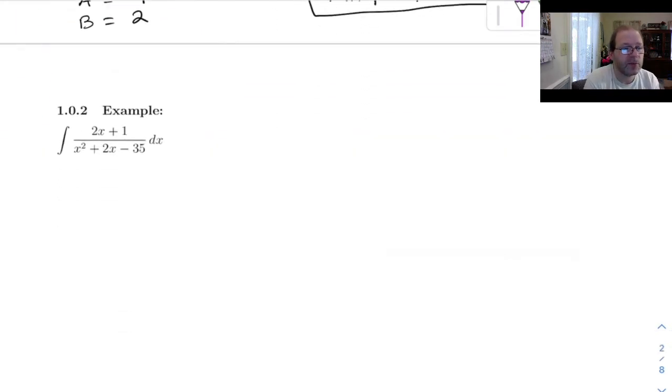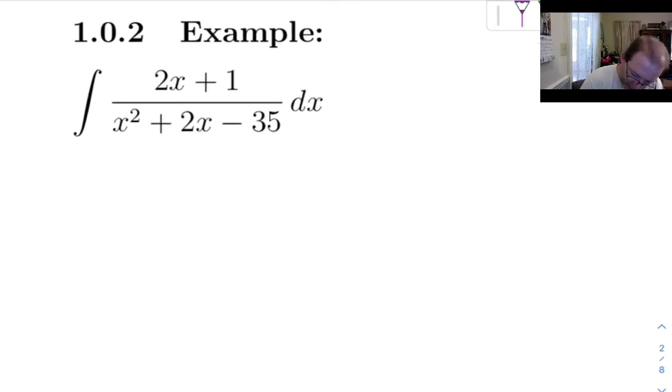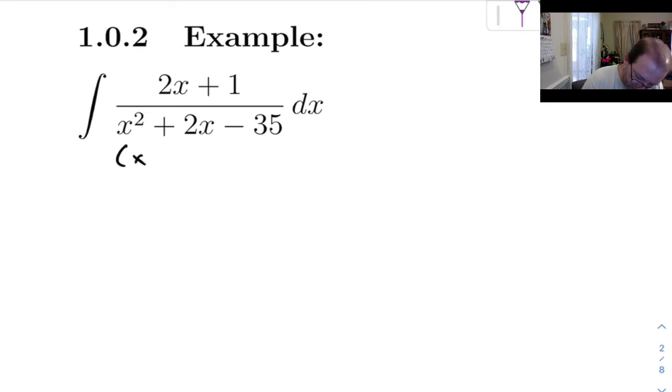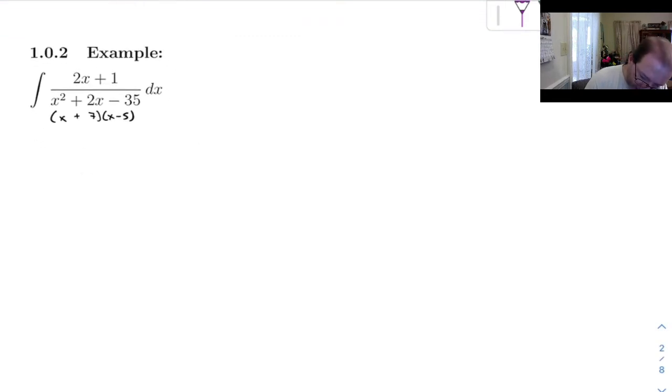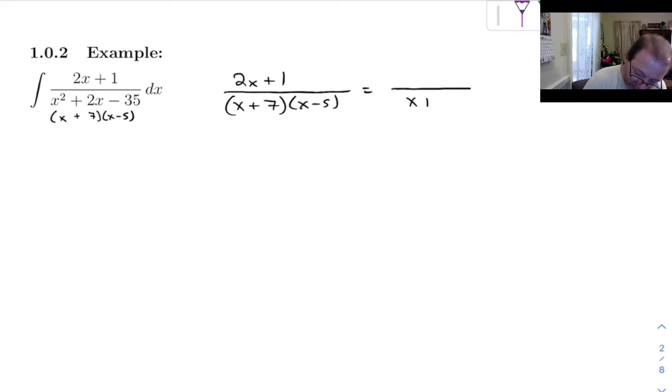2x plus 1 over x squared plus 2x minus 35. So first up, how can we factor that? x squared plus 2x minus 35, that's going to be x plus 7 and x minus 5. All right, so I'm going to rewrite this as 2x plus 1 over x plus 7, x minus 5. And I'm going to again split this into x plus 7 and x minus 5. Put an A and a B up here.